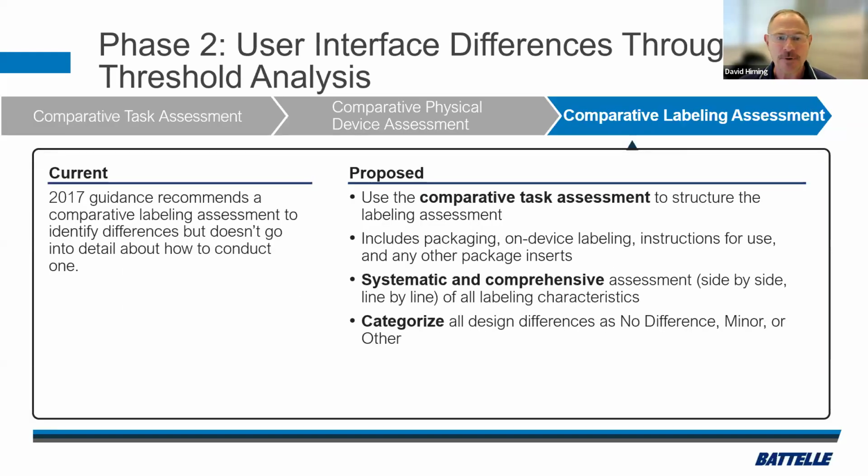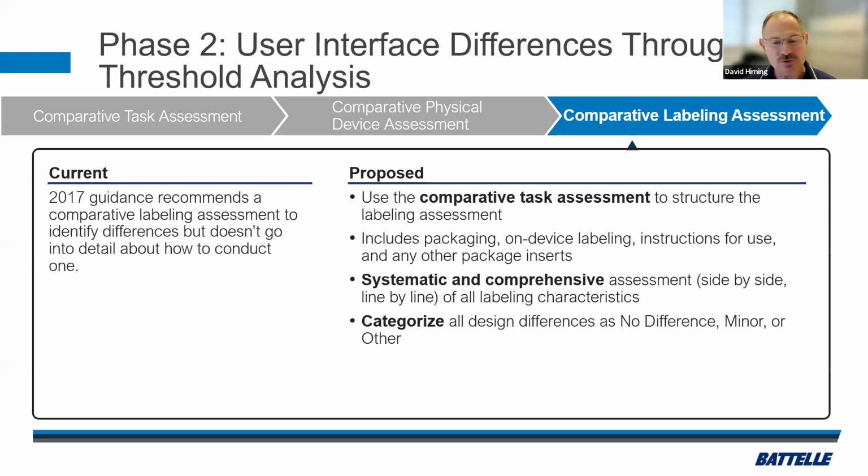The comparative labeling assessment is a systematic and comprehensive assessment of all labeling characteristics and differences between the generic and the RLD. This is probably one of the most complicated of the 3 assessments because it's an analysis of visual elements, and it just is. There's a little more to it. It's a lot more subjective. So the idea is it's a little more of a handful.